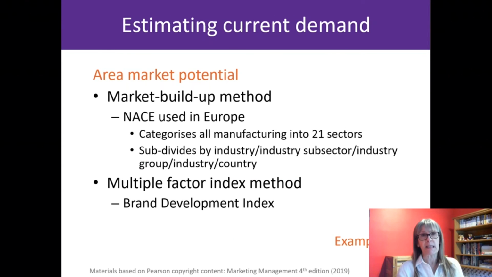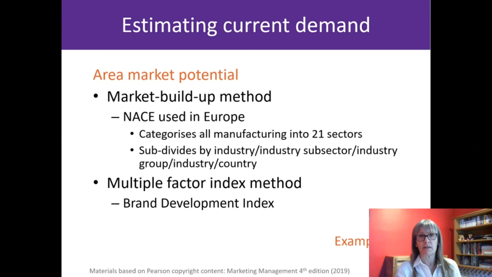Because companies must allocate their marketing budget optimally along their best territories, they need to estimate the market potential of different cities, states and nations. Two major methods to measure area market potential are the market build-up method, used primarily by business marketers, and the multiple factor index method, used primarily by consumer marketers.